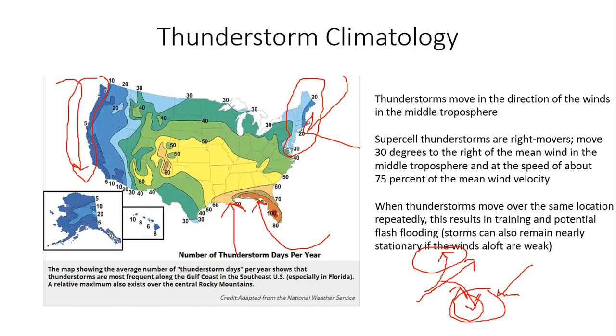And when thunderstorms move over the same location repeatedly, that's a very dangerous situation in which you get very heavy rain and flash flooding. That's known as training, a training effect. That's a potential flash flooding situation. Storms can also remain nearly stationary, with those MCCs we talked about earlier, if the winds aloft are weak.